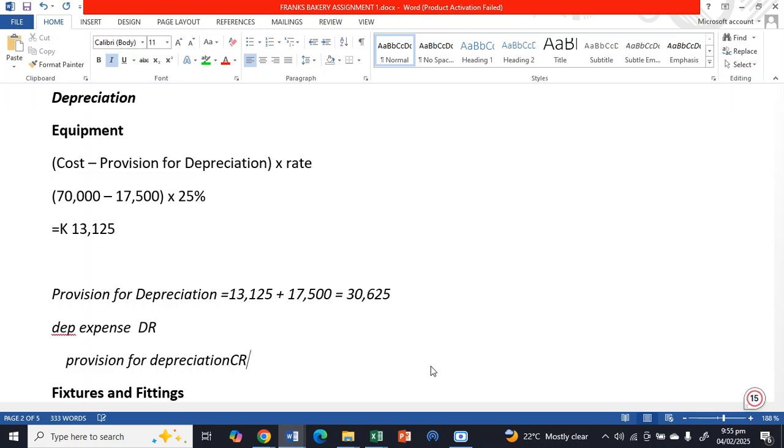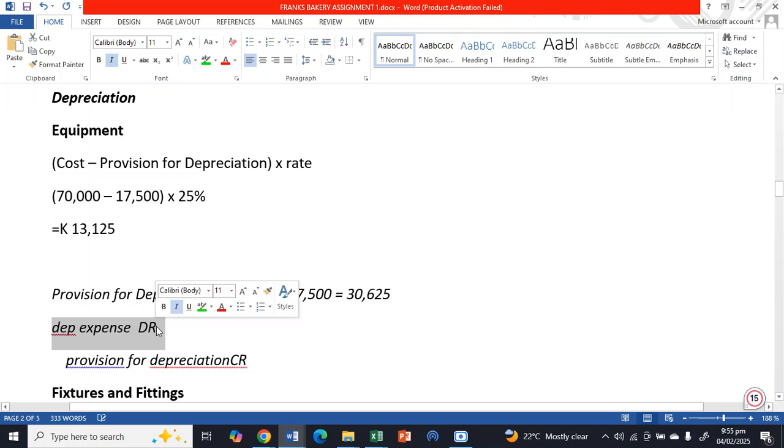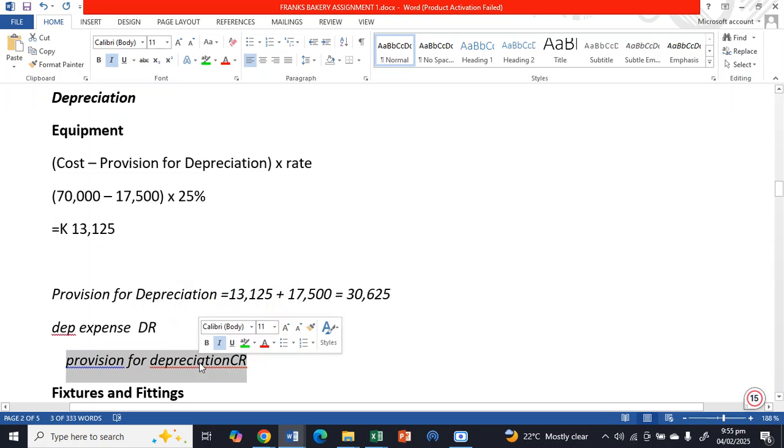So at the end of the year, you close this account. But this provision for depreciation, every year it's growing. It grows and grows. It keeps on growing until the value of the asset reaches zero.